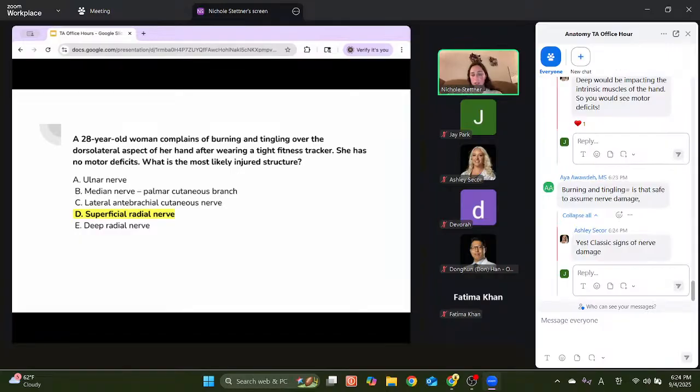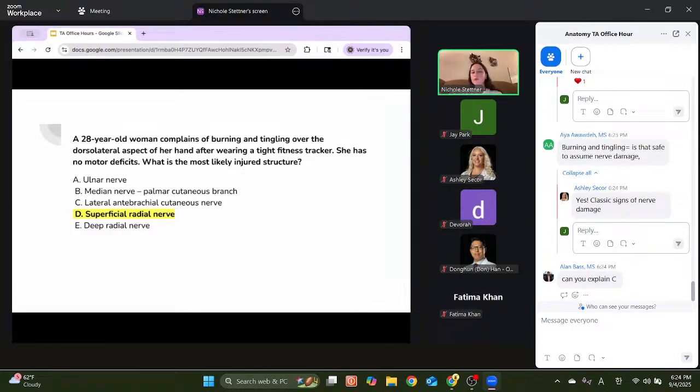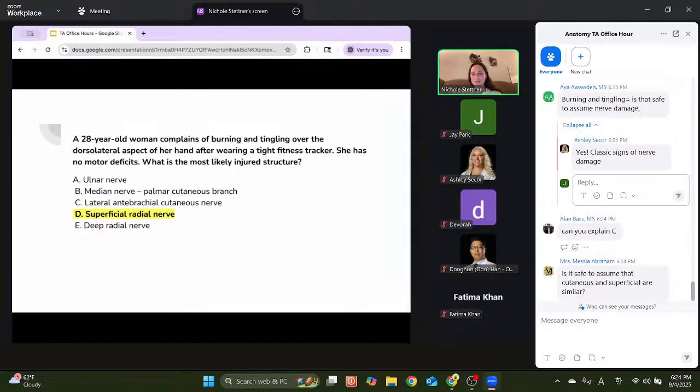Does anyone have any questions on that one? I know it can get confusing for the superficial radial nerve because it doesn't have any motor parts, but it's really just because it's supercutaneous or superficial. So that's why it's really cutaneous.